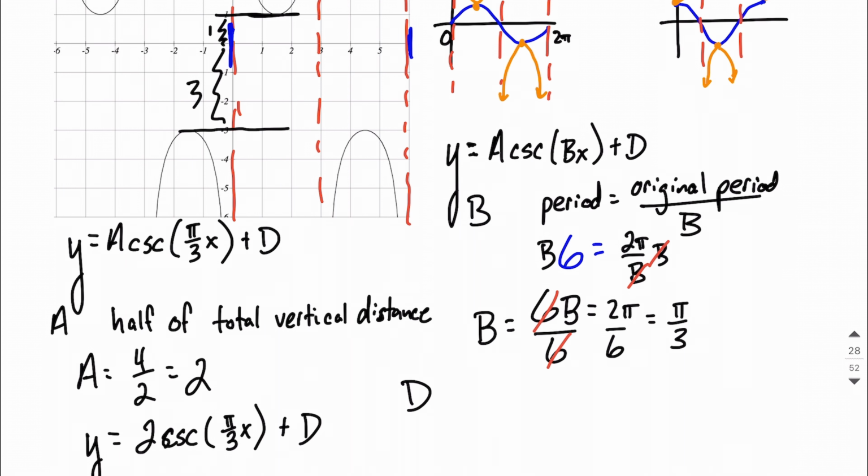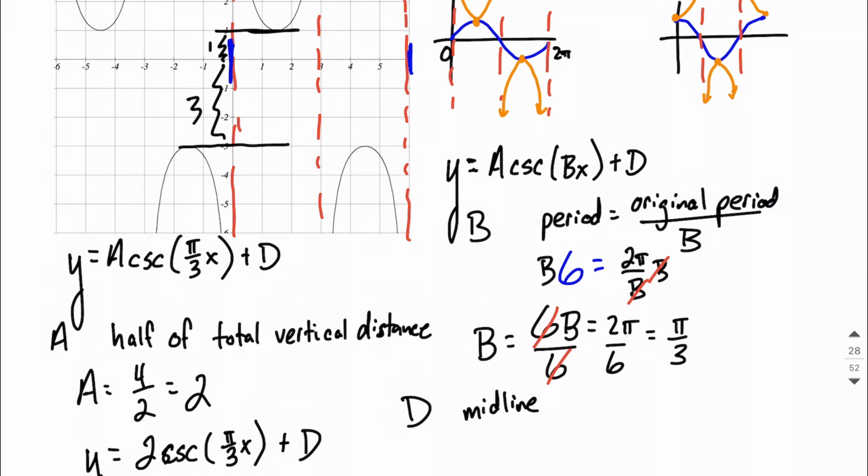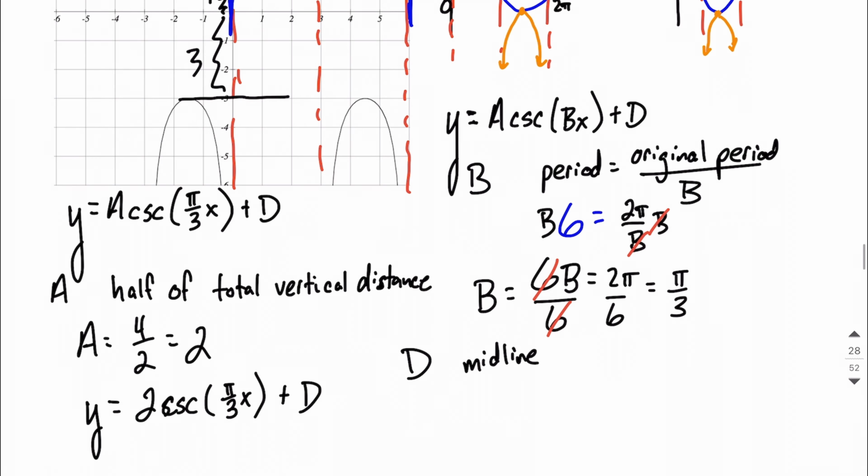And to find d, well, d is like the middle. If it was sine or cosine, again, we would call this the midline. Basically, if you draw a line that's exactly halfway in the middle of this graph, that's what we're looking for. So we can call this the average of the vertical values. I don't know if that makes sense.